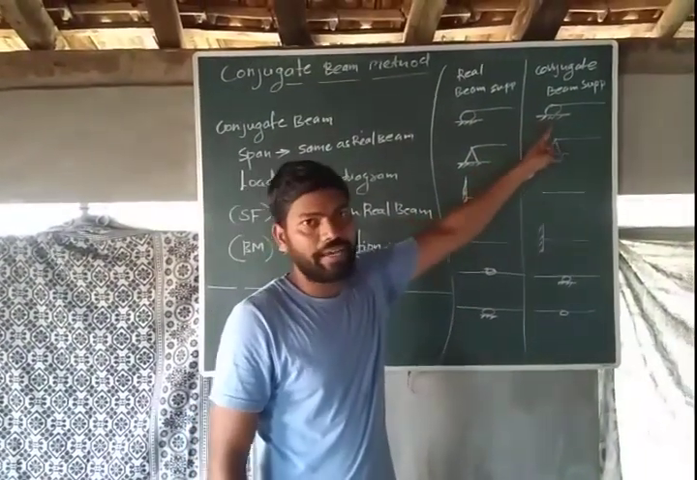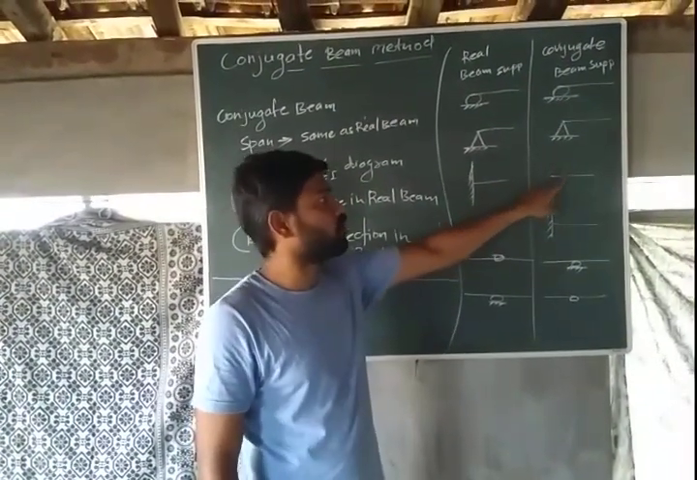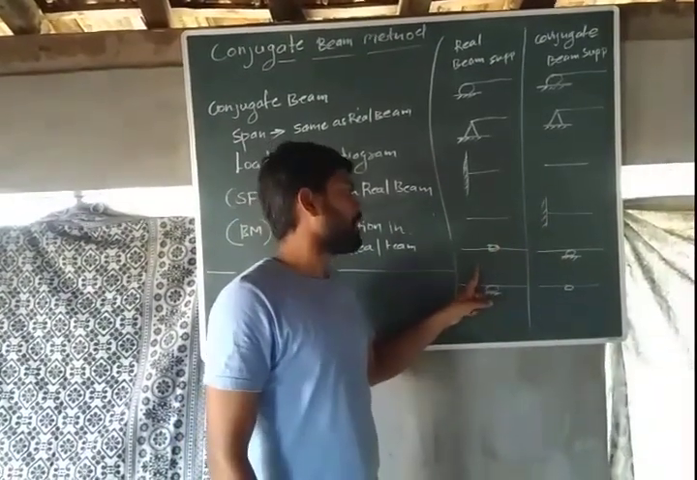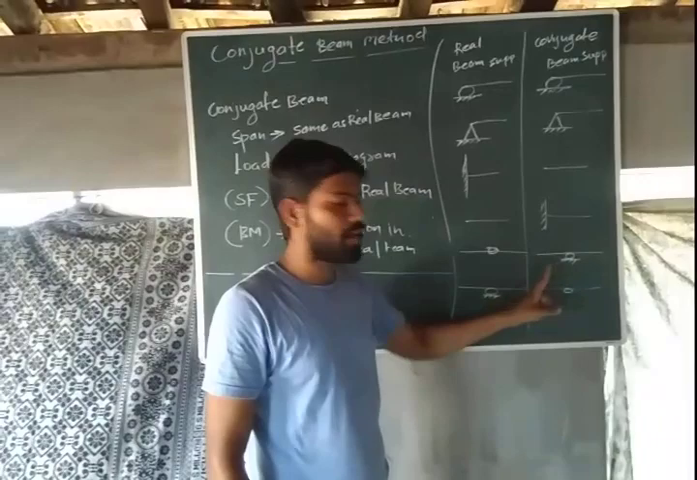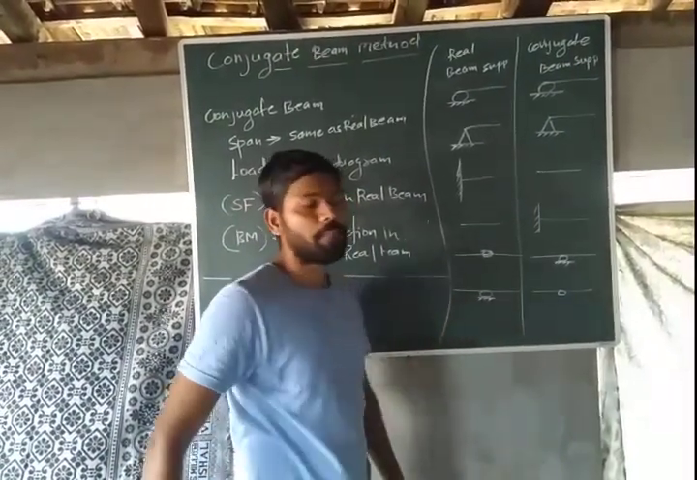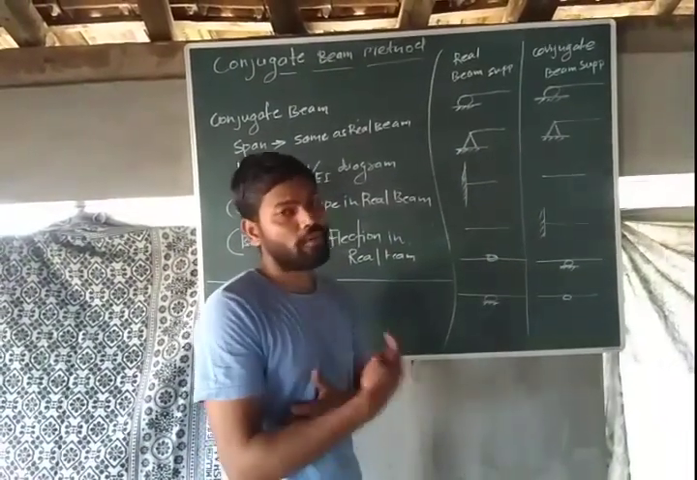Roller support will remain a roller, hinge will remain a hinge, but fixed will be converted to free end, free end will be converted to a fixed end, internal hinge will be converted to internal roller, and internal roller support will be converted to internal hinge. So these are the changes in support conditions for the conjugate beam.